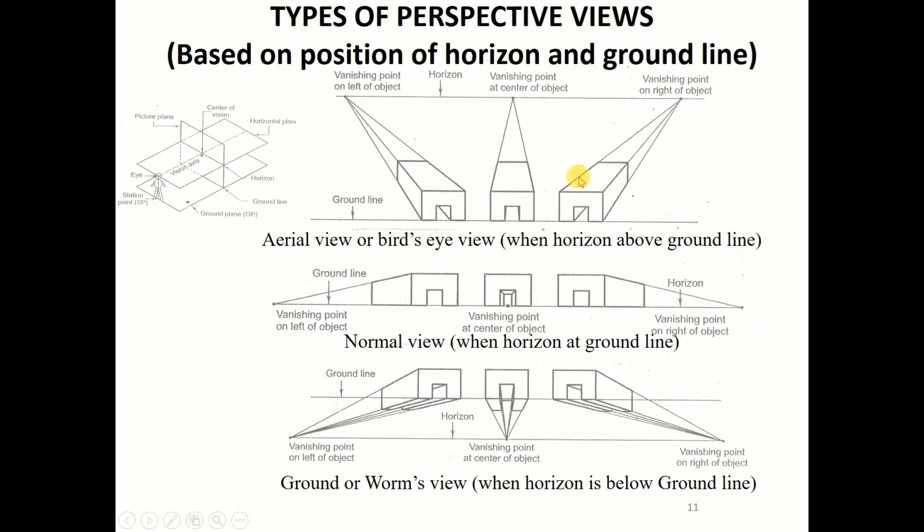This type of perspective view is called the aerial view, when the eye level is at a higher position as compared to the ground level. This is called the normal view, and this is called the worm's view, in which the eye level is at a lower level as compared to the ground line.